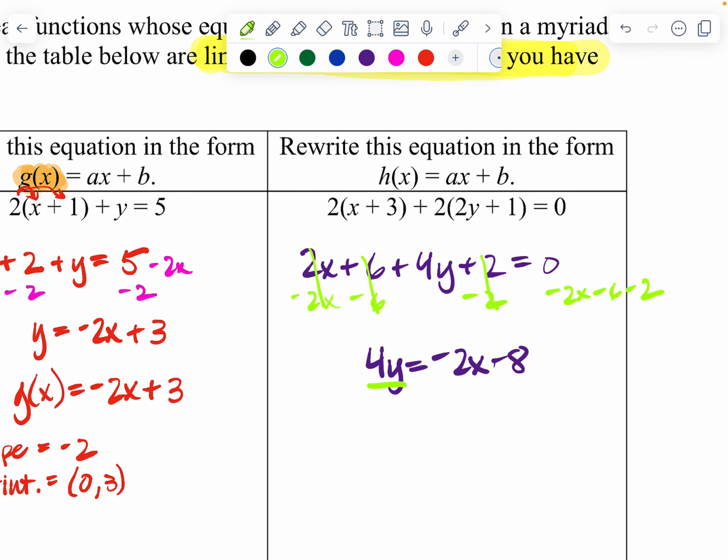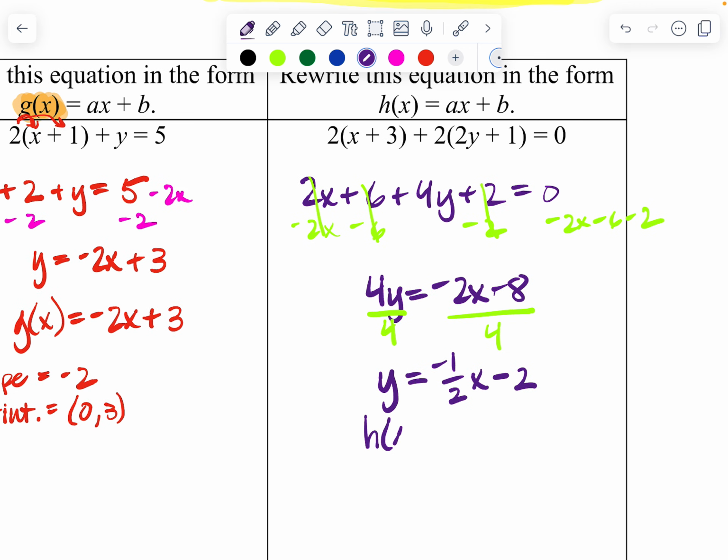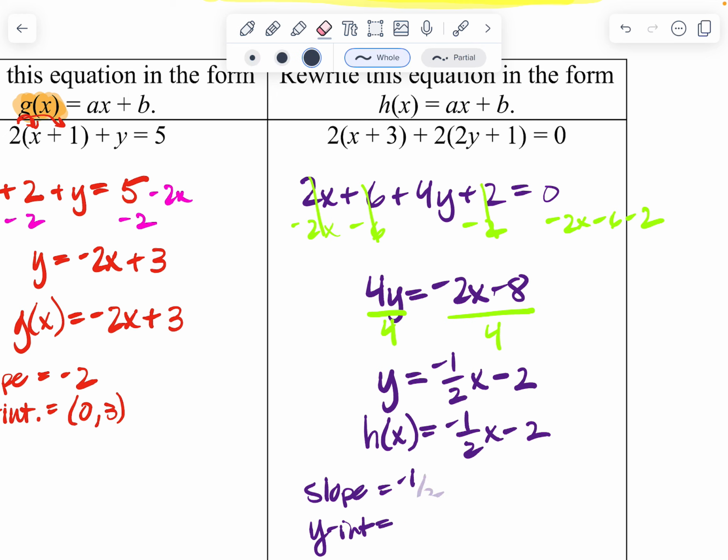We're going to divide everything by 4 to undo that times 4. And that leaves us with y equals negative 2 divided by 4, a fraction that reduces to negative 1/2. And negative 8 divided by 4 is negative 2. And this wants it, instead of y, to be h of x, negative 1/2 x minus 2. Our slope is negative 1/2. Our y-intercept is negative 2. And let's write that as an ordered pair. Good.